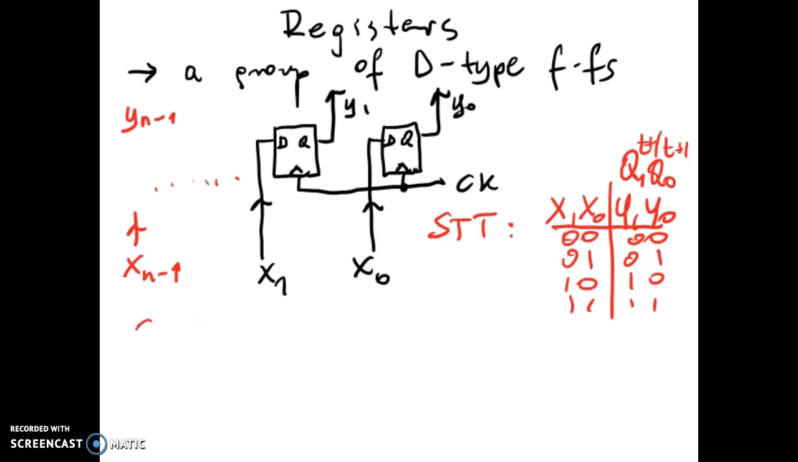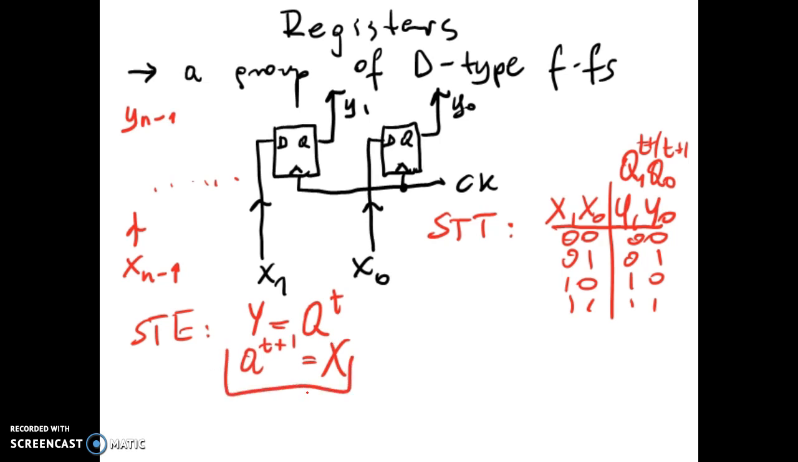Very simple. STEs, there are two STEs. One is the straightforward y. It is a vector containing 2 bits. Let's say it is y, which consists of y1, y0. To cut the thing short, I will use the equations in vector form. If y is equal to q of t, then q of t plus 1 equals what? X, of course. Yes, it is the same as the equation for a D-type flip-flop.